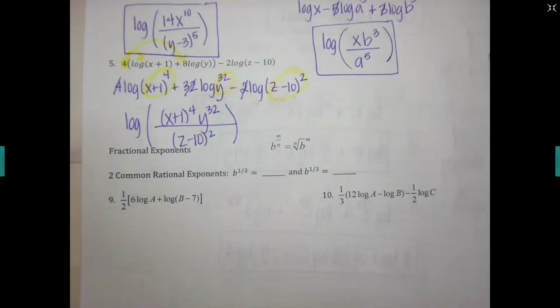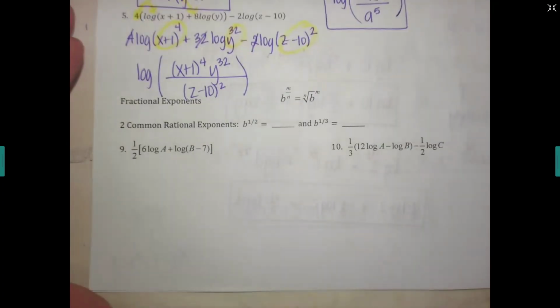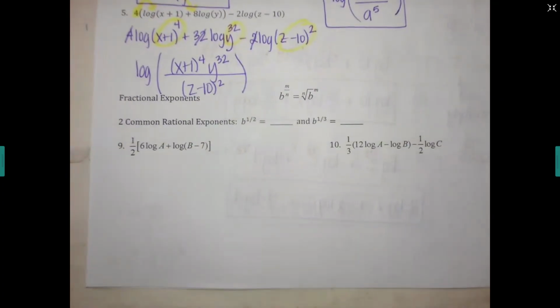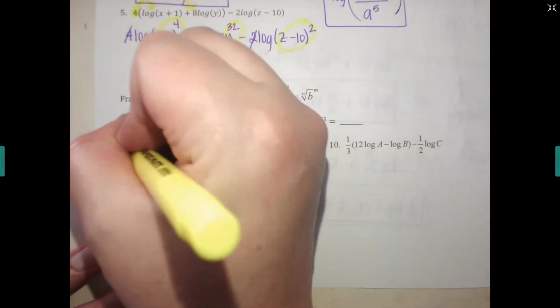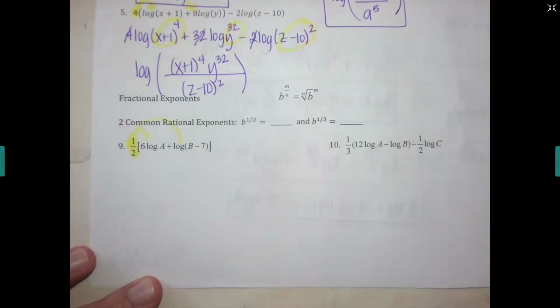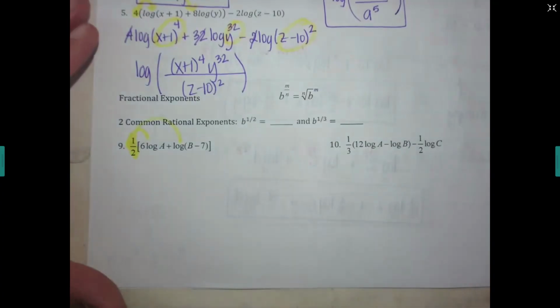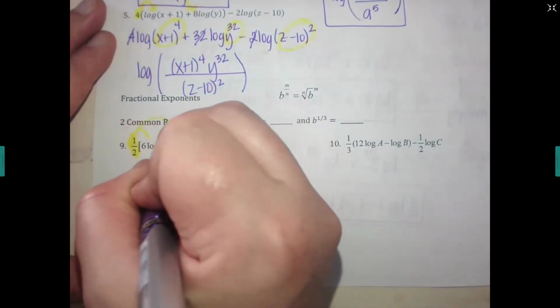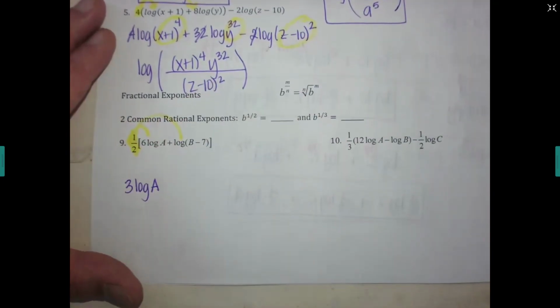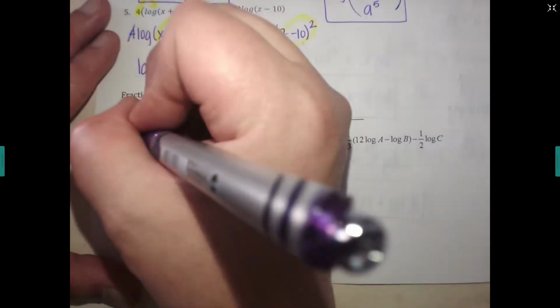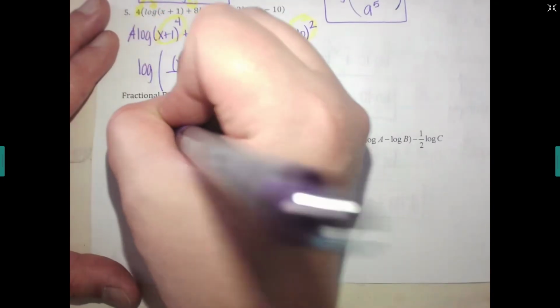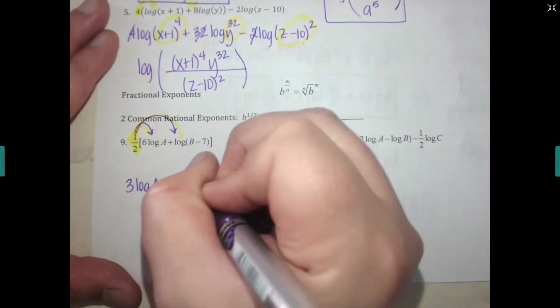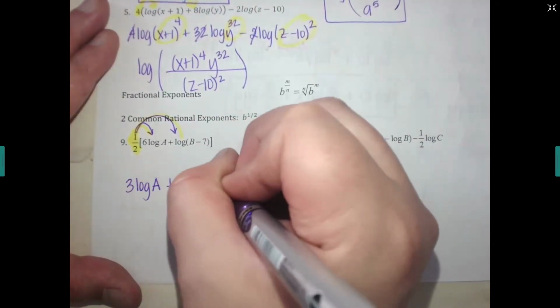All right, last 2 examples, almost done. If you have a number on the outside, we know we're going to distribute that. This time our number is a fraction. But that's okay, we can do it. What is half times a 6 in front? 3 log A. And then for the second term, for my log B, if it didn't have a number in front, then I'm just going to bring that half into the front. So it'd be a half log B minus 7.